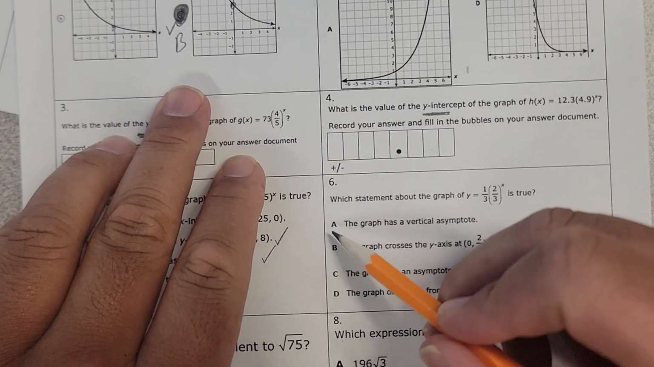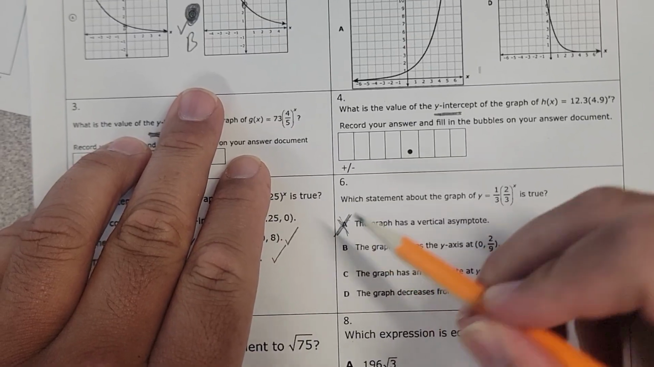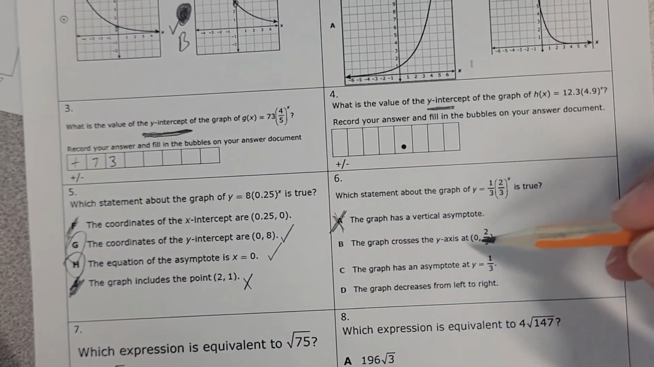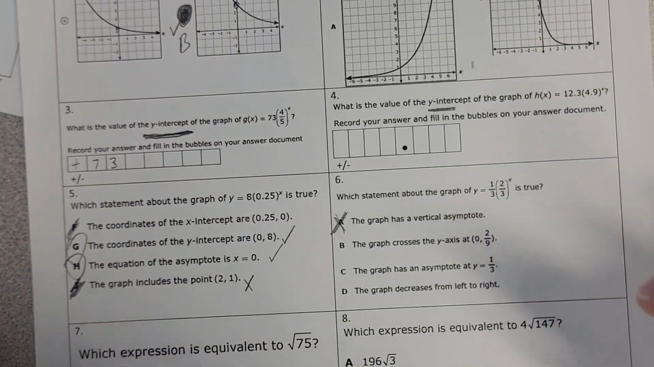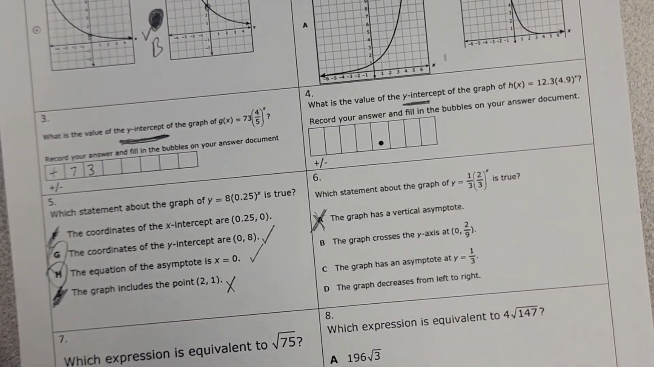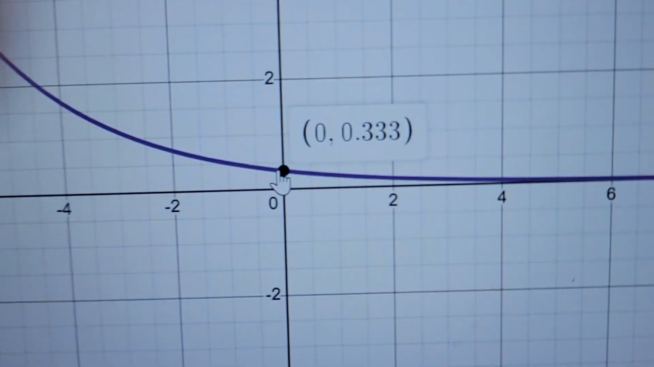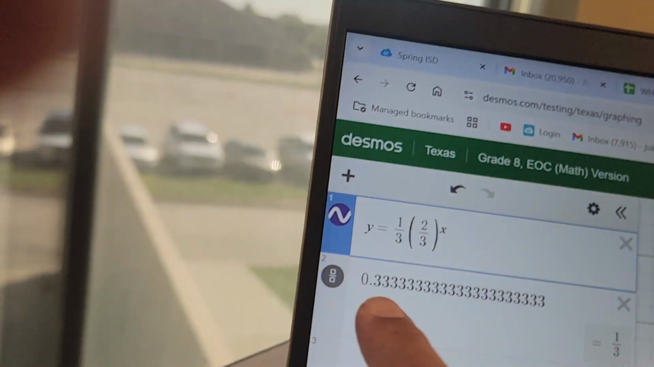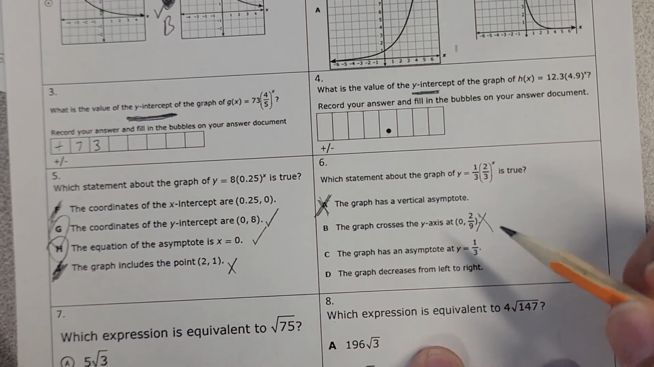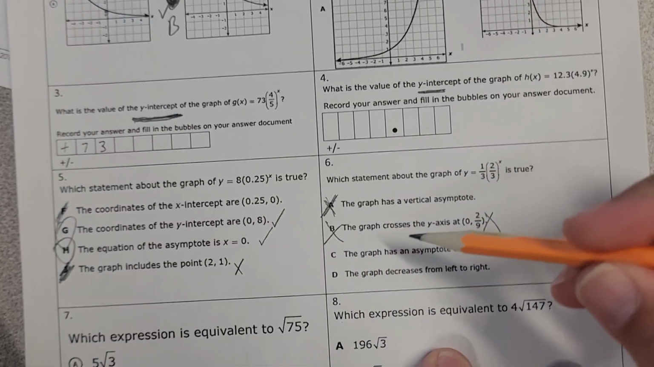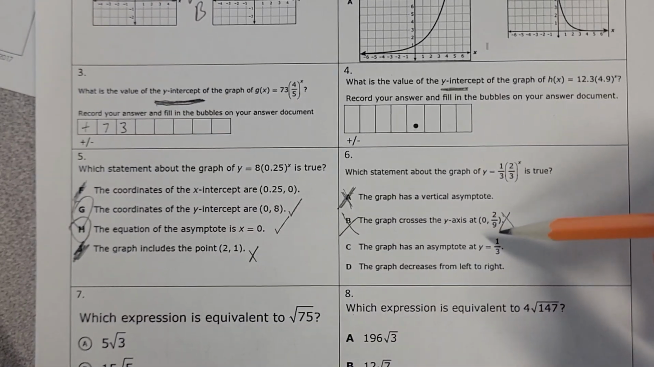Okay. So the graph has a vertical asymptote. These do not have vertical asymptotes. Scratch it out. The graph crosses at 0 and then 2, 9. But mine is supposed to be 0 and 1/3. Okay. So right here, see that? 0 and the 0.3 repeating is 1/3. So this is wrong. That's wrong. The graph has an asymptote at y equals 1/3.